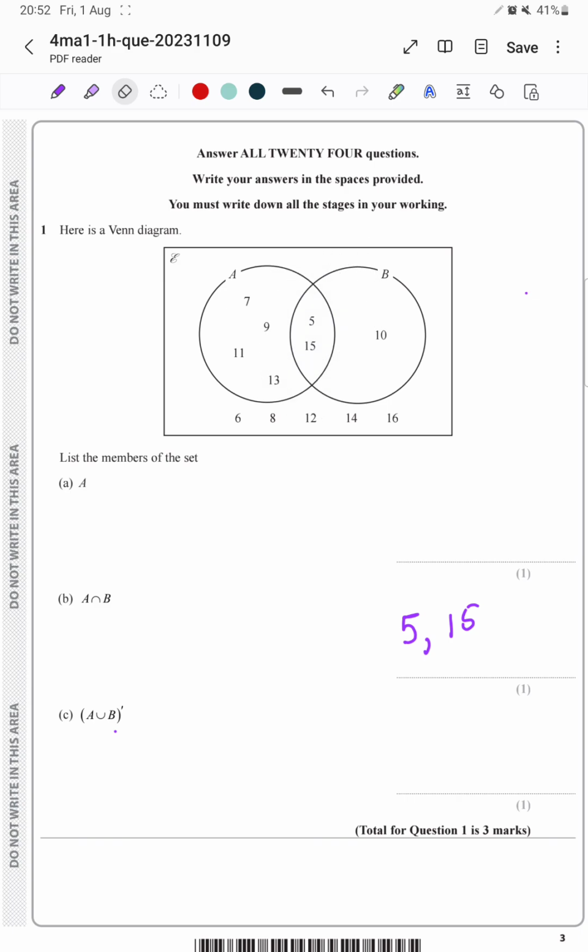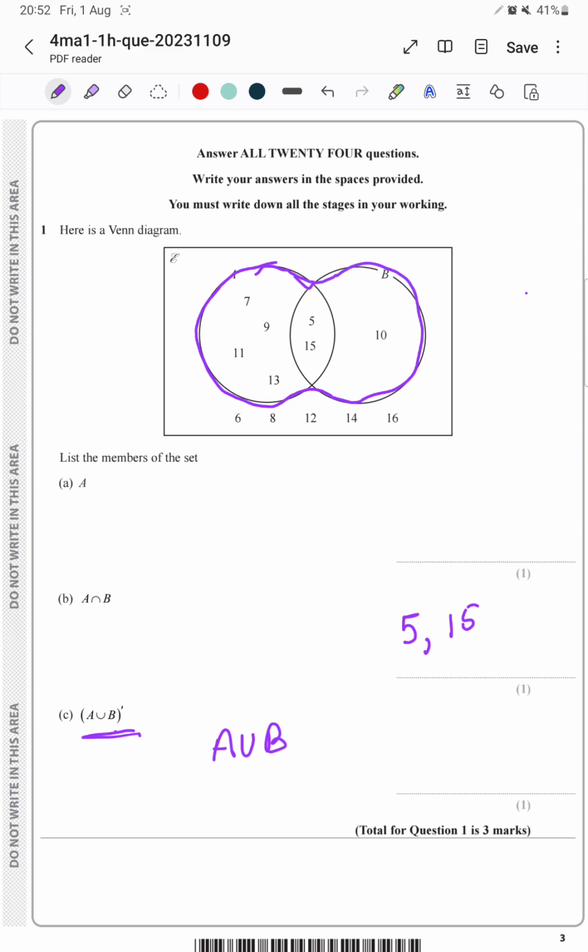See, in sets the best thing is you need not memorize all the formulae, rather if you understand in terms of drawing, it's the best thing. So A union B complement means everything except A union B. So what is A union B? If I have to show using a diagram, A union B means this whole thing.